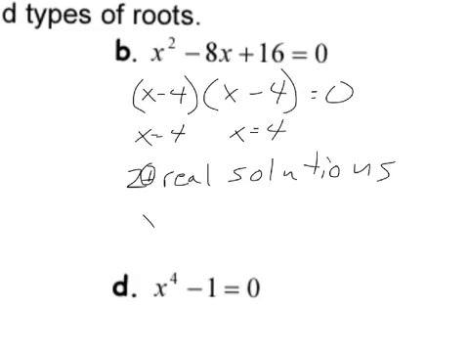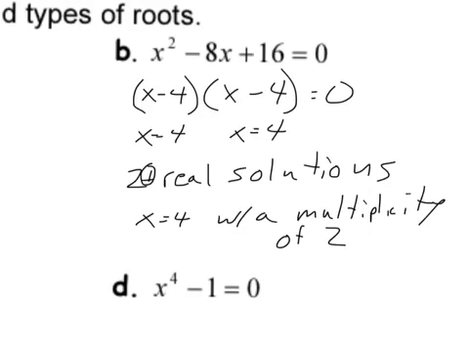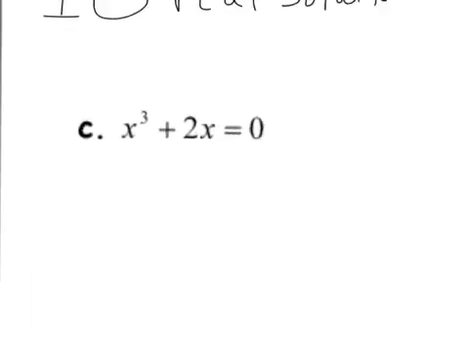So we would say the solution is x equals 4 with a multiplicity of 2, which just means this solution shows up 2 times. That's all that means. All right, let's do this other part.